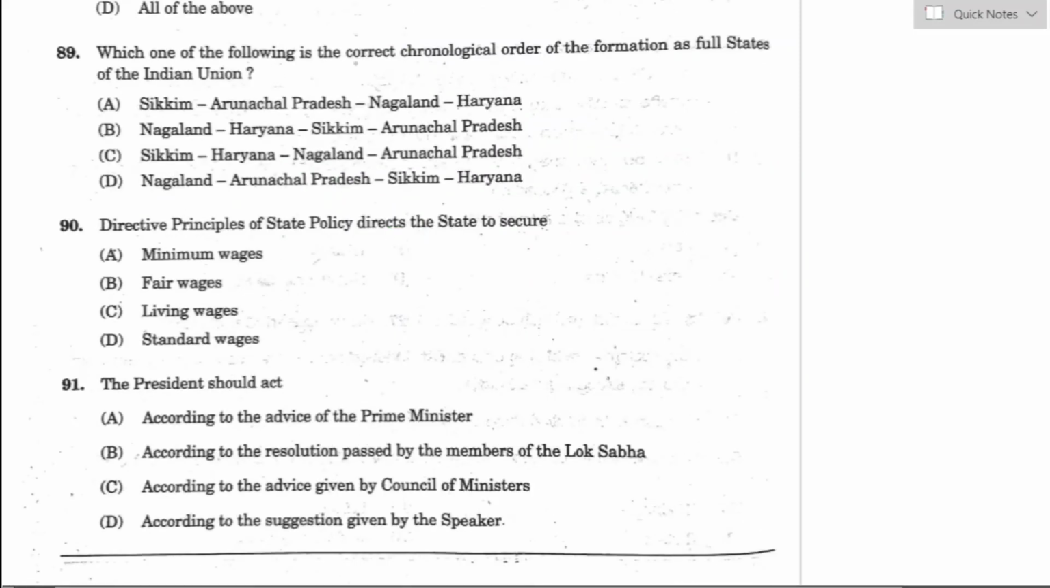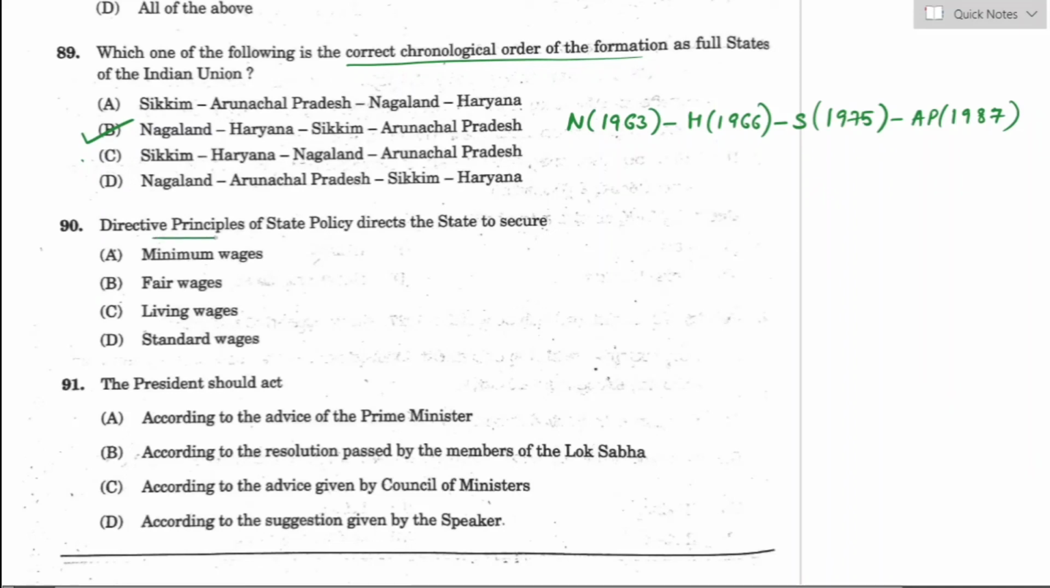Question number 89. Which one of the following is the correct chronological order of the formation of full states of the Indian Union? Among the options, Nagaland was first formed in 1963, then Haryana in 1966, then Sikkim in 1975, and then Arunachal Pradesh in 1987. So the right answer is option B.